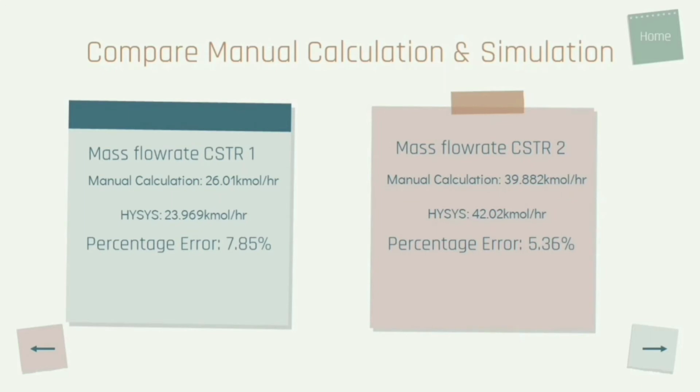For example, for the mass flow rate of CSTR1, the manual calculation shows 26.01 kmol per hour, and HYSYS shows 23.969 kmol per hour, and the percentage error is 7.85%. For CSTR2, the manual calculation is 39.882 kmol per hour, HYSYS 42.02 kmol per hour. The percentage error is 5.36%.